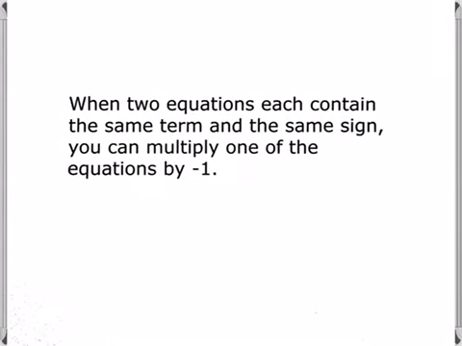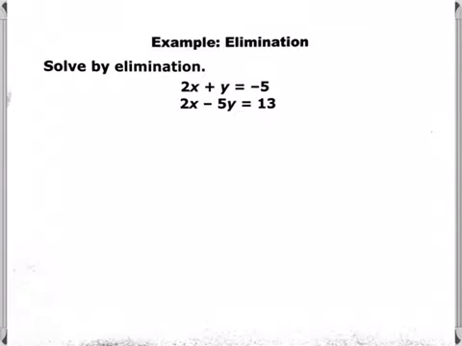Sometimes the variables have the same coefficient, but they do not have opposite signs. So it becomes necessary for us to multiply one of the equations by negative 1 to change the sign of the variable we need. So let's look at an example of that. So in this example, we have 2x plus y equals negative 5, and 2x minus 5y equals 13. The first two values here are our x's. Both have a coefficient of 2, but they're both positive. So I want to change the value of one of them to a negative in order to make sure they cancel out when we eliminate.